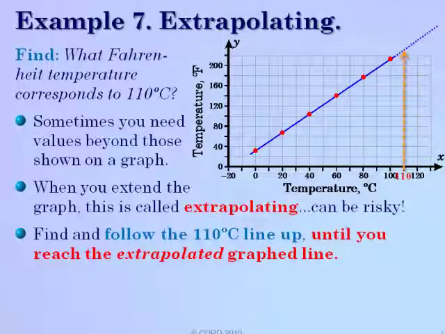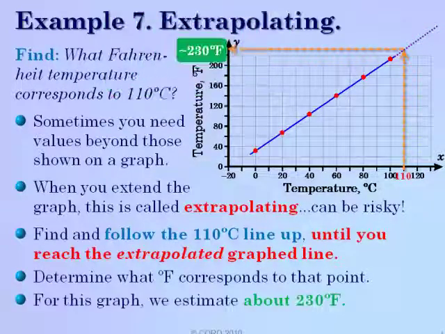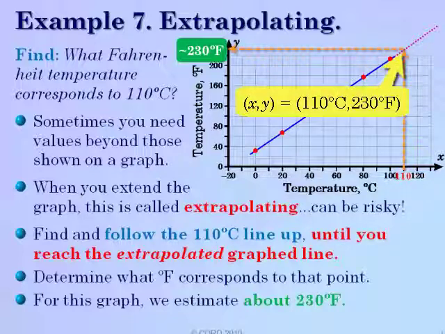If we extend that line out there and follow the 110 degree C vertical all the way up until you reach the extrapolated graph line and then move over, we have to estimate what the F would be. In this case, it would be about 230 degrees F. It's almost off our scale. We might need to even extend the scale in addition to extending the line. And we'd estimate about 230. And so the ordered pair for this relationship would be 110 degrees Celsius, 230 degrees Fahrenheit.